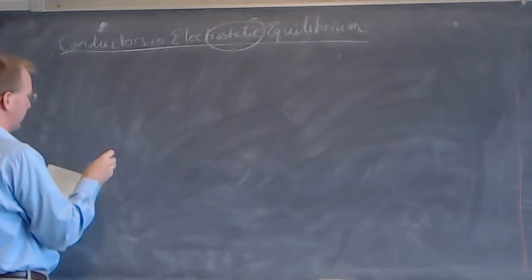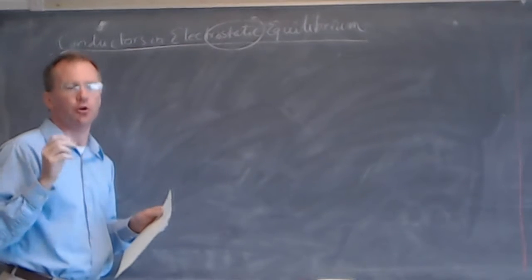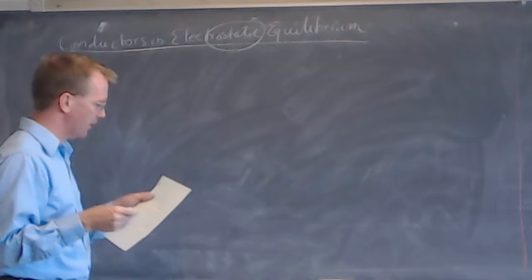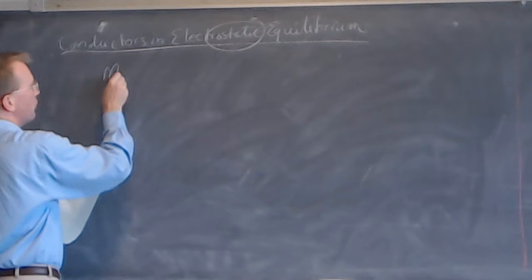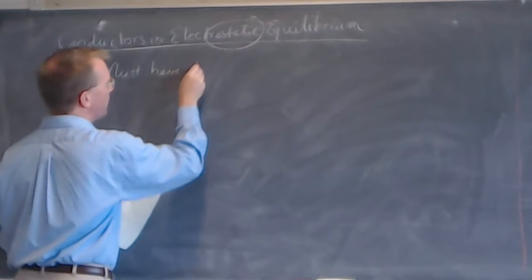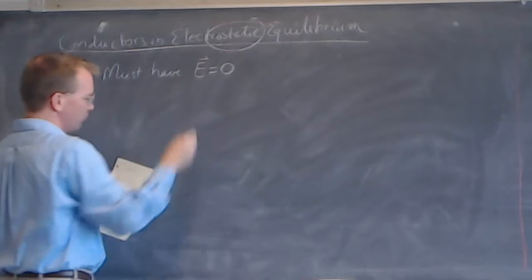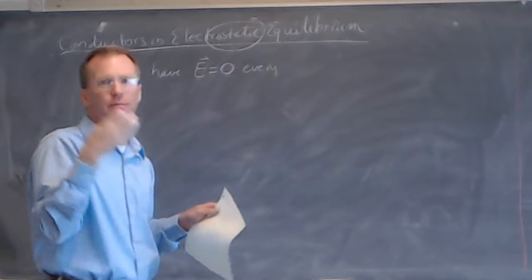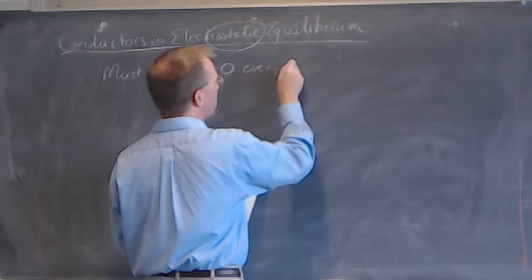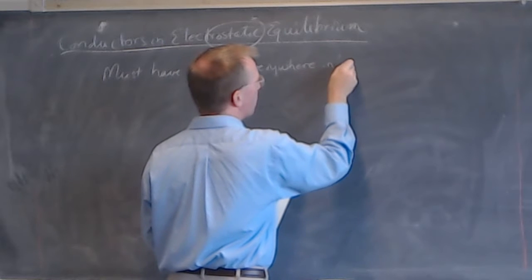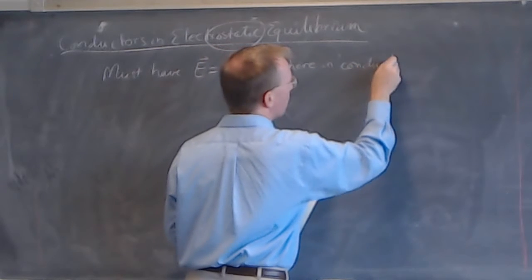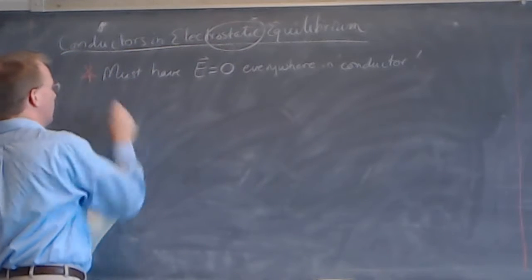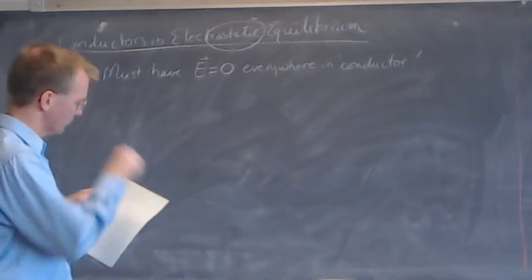A conclusion from this is, if there are no charges moving through the conductor, then we must have the electric field equal to 0 everywhere inside the conductor, in the material of the conductor itself. That is a very important conclusion.